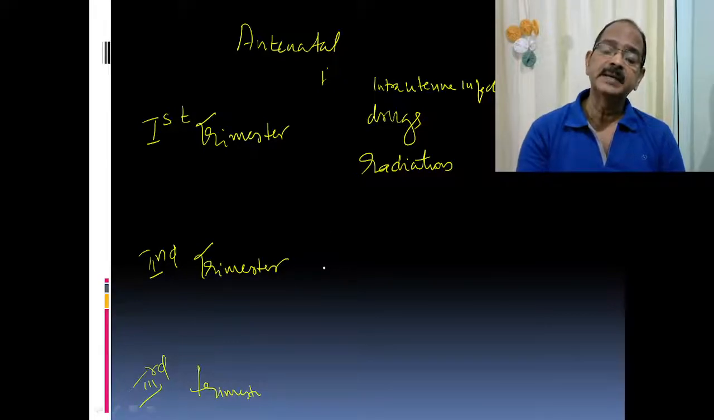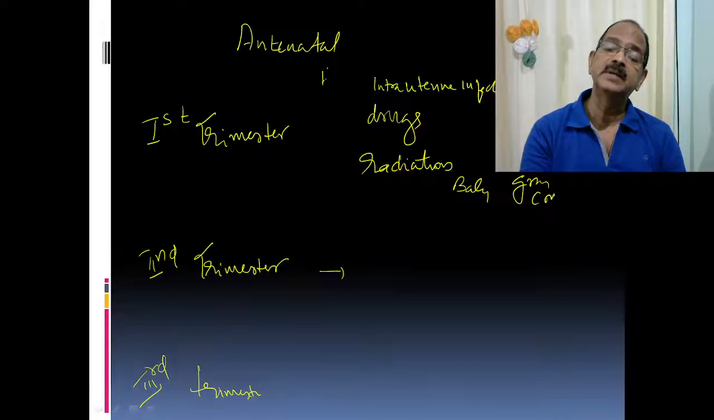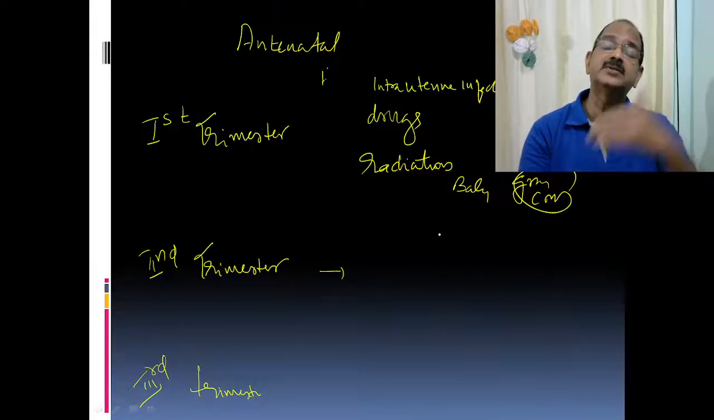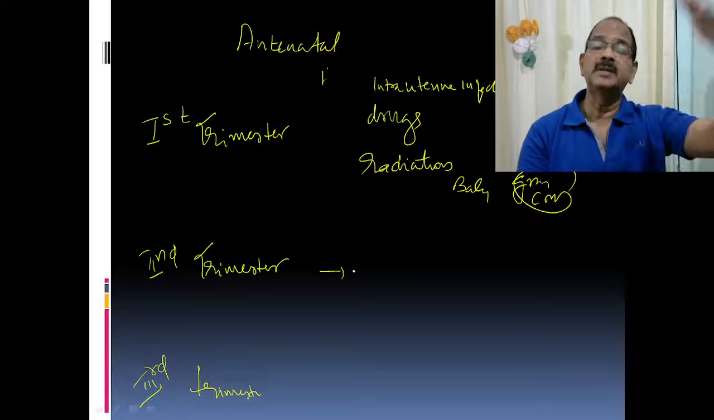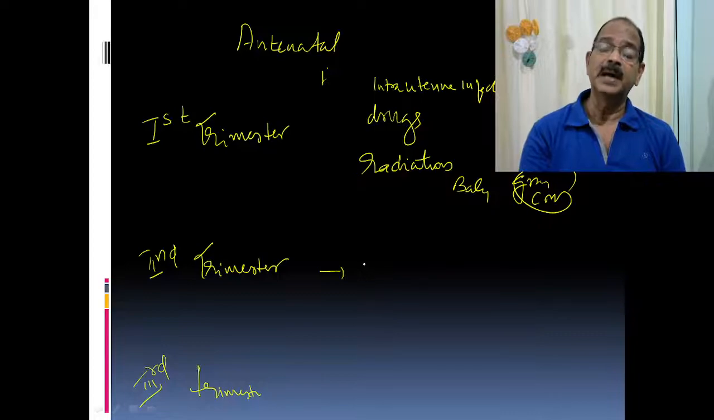What about the second trimester? I said that at the end of the first trimester, the baby's size is just a few grams, a few centimeters only. And the uterus is yet to come to the pelvic level. It is still inside the pelvis. So in the second trimester, it comes out of the pelvis and starts to become palpable.